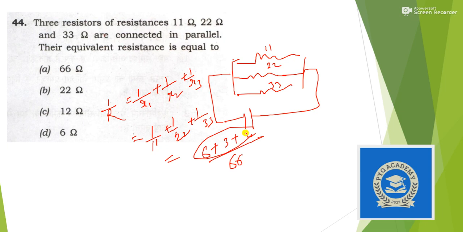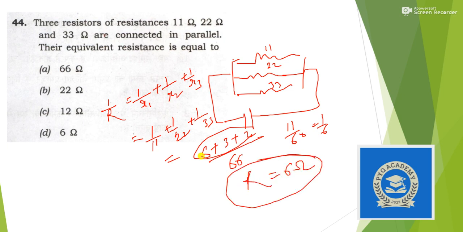6 plus 3 plus 2 is 11. So 11 by 66 will come to 1 by 6. Then R equivalent is 6 ohm. So the equivalent resistance of this series is 6 ohm. Answer is option D. A very easy question.